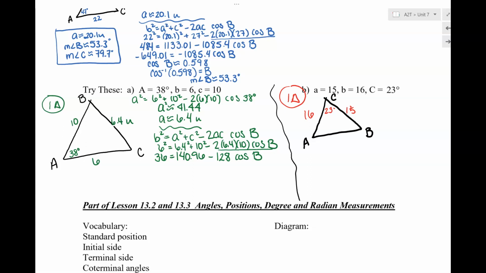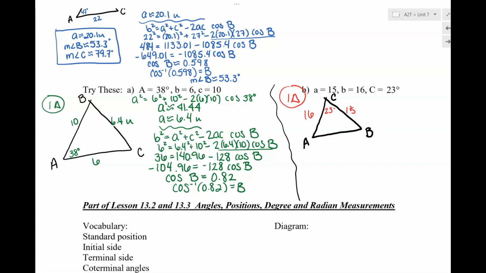So I am going to subtract 140.96 from both sides. Okay, so 36 minus 140.96 gives us negative 104.96 equal to negative 128 times the cosine of angle B. I'm going to divide both sides by negative 128. Okay, notice I subtracted and then I divided. So we get the cosine of angle B is equal to 0.82. We're going to end up taking the inverse of this because we're looking for the angle. And that's going to give us our value.